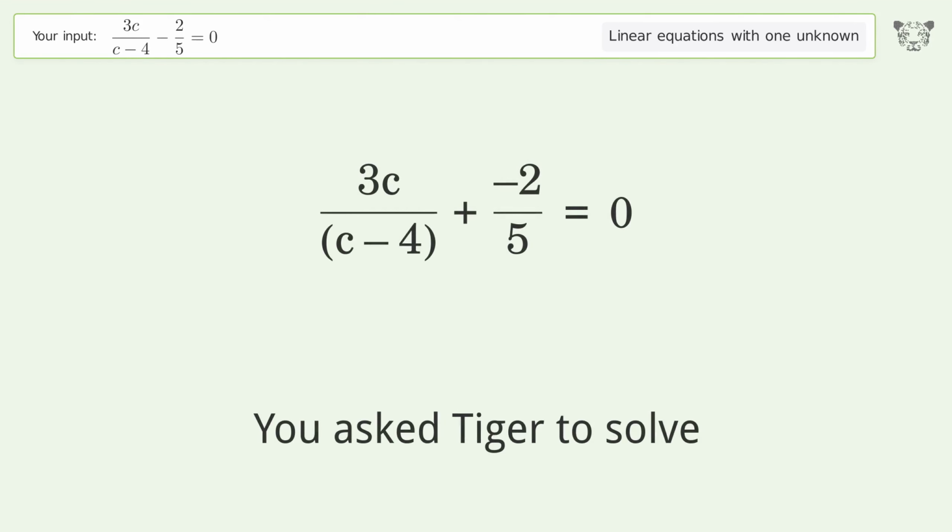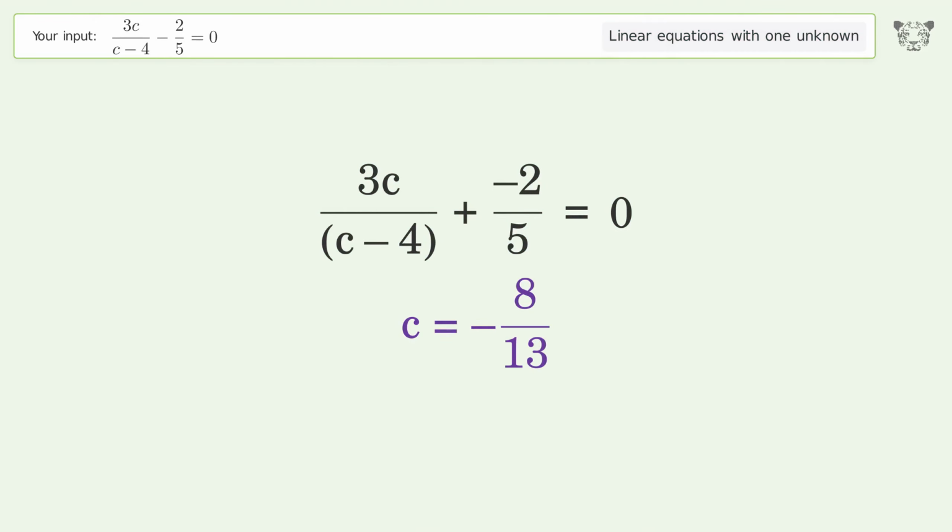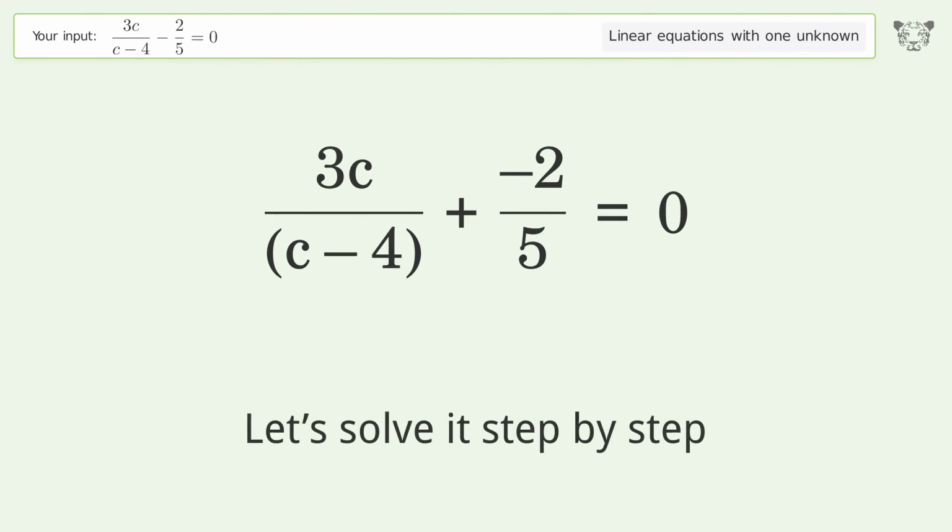You ask Tiger to solve. This deals with linear equations with one unknown. The final result is c equals -8/13. Let's solve it step by step.